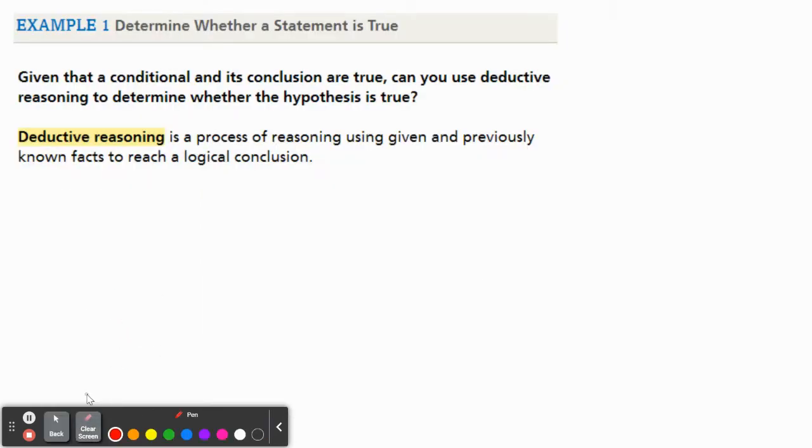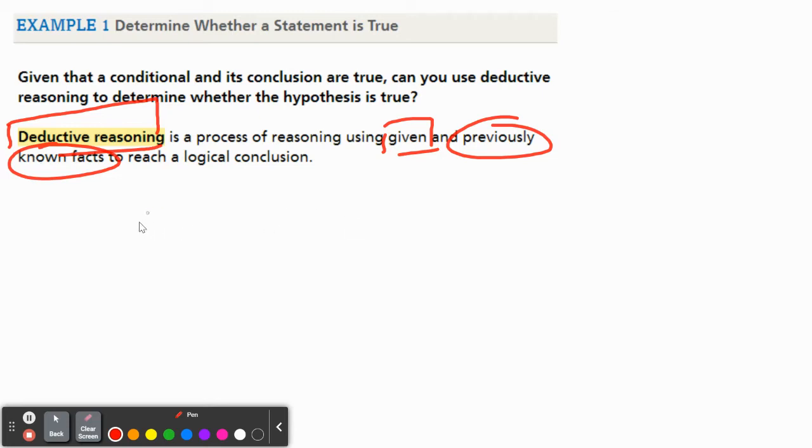All right, so example 1, determine whether a statement is true. Given that a conditional and its conclusion are true, can you use deductive reasoning to determine whether a hypothesis is true? Sorry, that was a mouthful. So deductive reasoning is a process of reasoning using given and previously known facts to reach a logical conclusion. So it's not "here's a bunch of examples, find the pattern." It's "this is what you're given, this is what you know, make a conclusion."